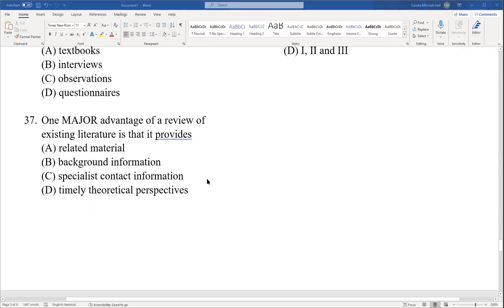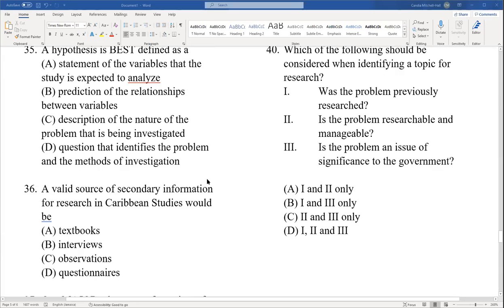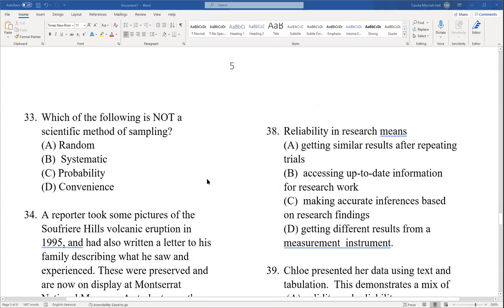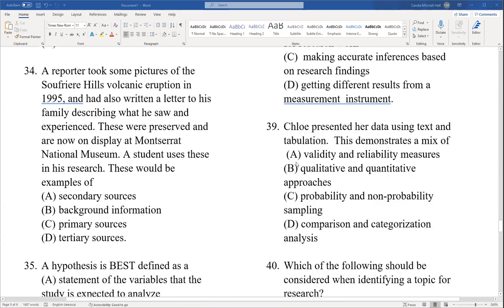37. One major advantage of a review of existing literature is that it provides? B. Background information. Very good. 38. Reliability in research means? What it means? Making accurate reads. It's getting similar results after repeating trials. The answer is A. Getting similar results after repeating trials. 39.